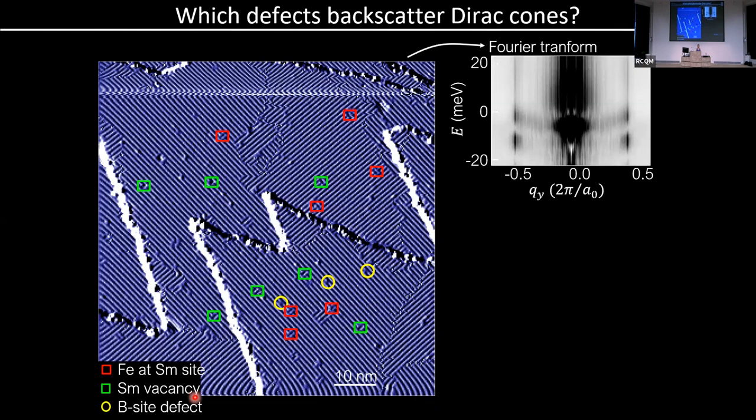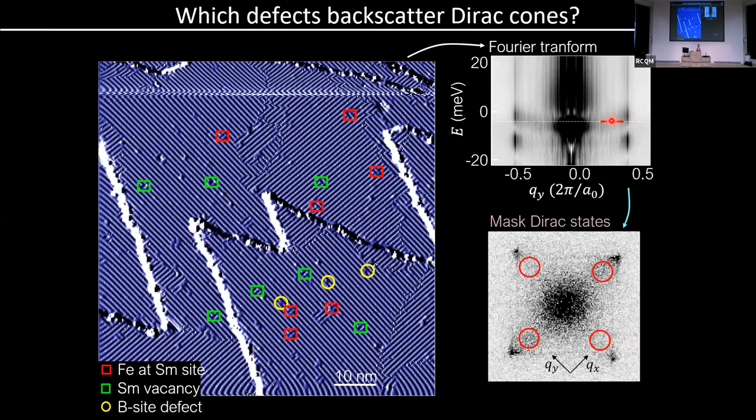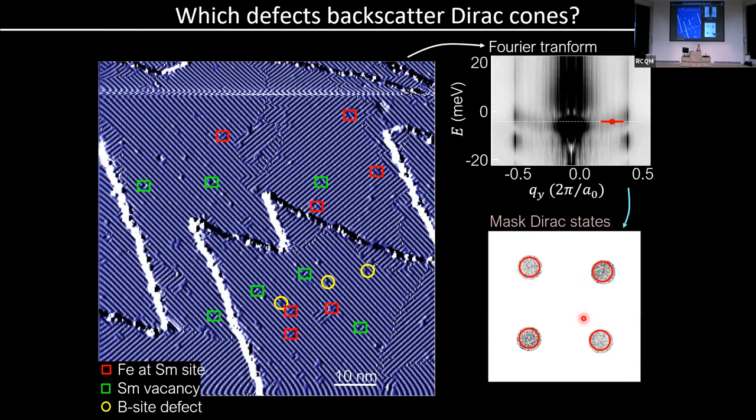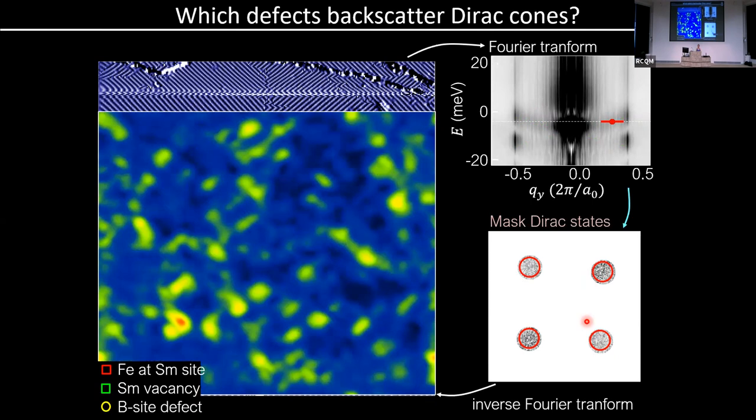Let's focus on a particular energy and just plot the whole XY Fourier transform. So now I'm looking in QX, QY space. This is that Dirac cone at that particular energy. Let me Fourier filter out everything except for that Dirac cone and see where in real space that scattering is coming from. So now I inverse Fourier transform and I see that the scattering is coming from particular locations.